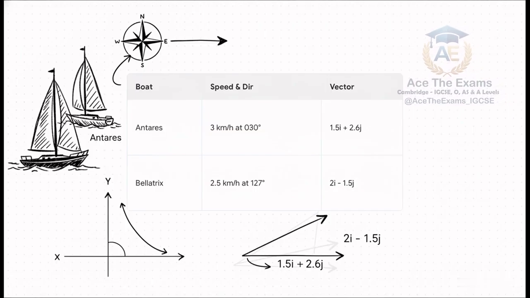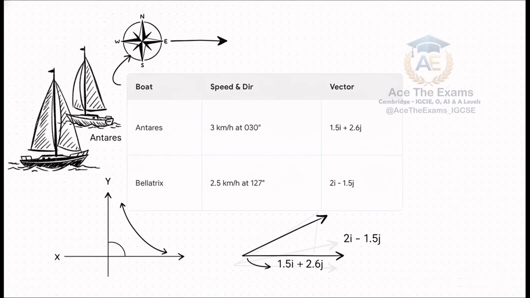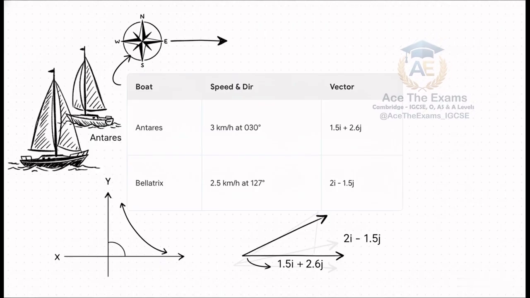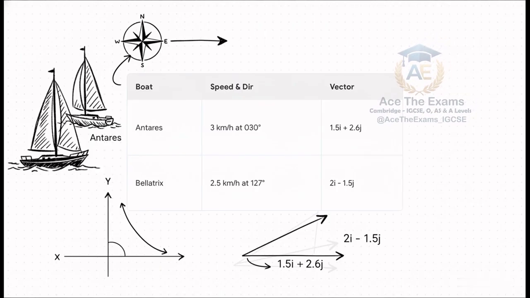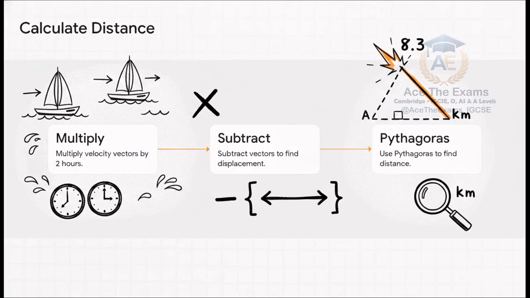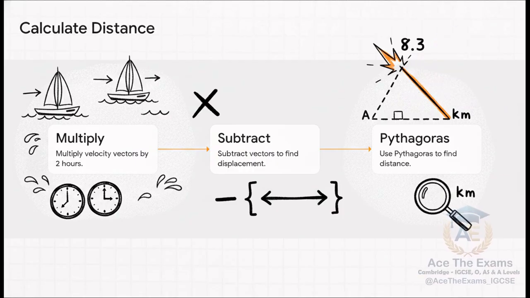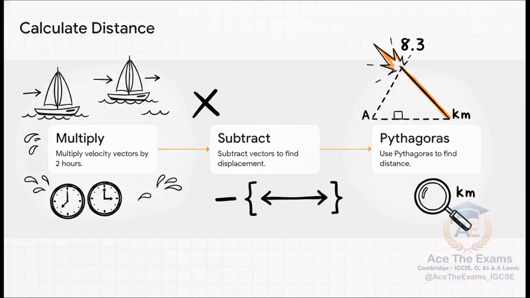Now look at the Bellatrix. It's doing 2.5 kilometers an hour at a bearing of 127 degrees. Through the same process, that translates to the vector 2i minus 1.5j. We've successfully turned physical, real-world motion into pure workable math. So why does translating movement into i and j components actually matter? Because by following these logical steps on the slide, we can track exactly how far apart these 2 boats are out on the open ocean after 2 whole hours of sailing.